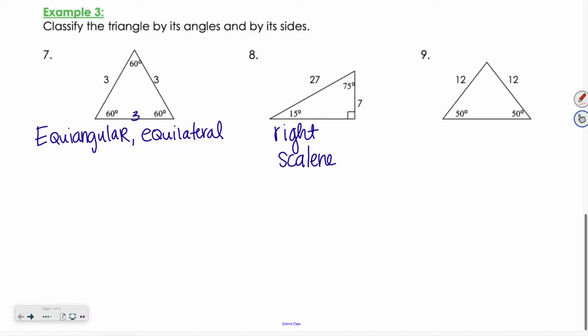The only type of triangle that's right isosceles would have to be a 45, 45, 90 triangle, which we're going to talk about in a minute. Some of you have heard about it last year. All right, number 9.